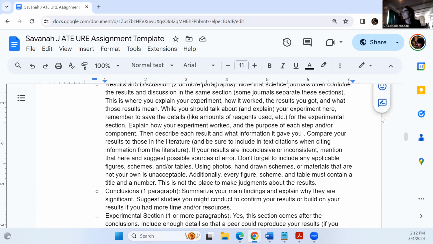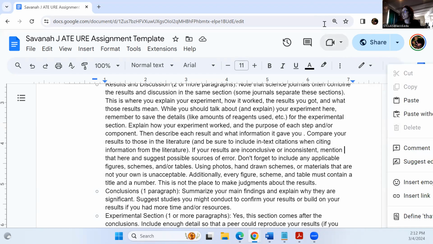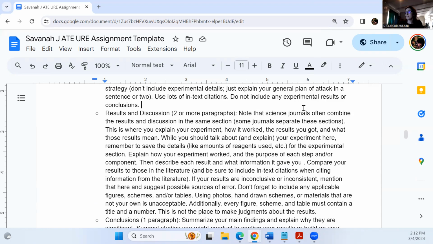Next is results and discussion. So you may have a separate results and discussion section. Many journals will combine them because it makes the results a little bit easier to understand if you're able to put them in context just a little bit. But here you're going to explain the experiment, how it worked, what happened, and then what the results mean. For example, if you had low, medium, or high levels of a certain analyte, but you're not going to make any judgments here. Those are going to go in the conclusion section.